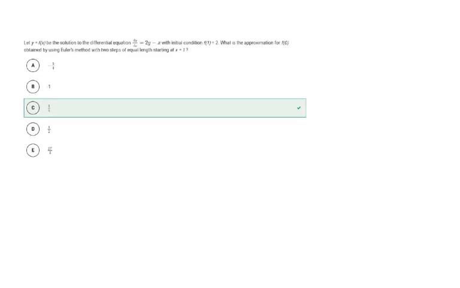Let f of x be the solution to the differential equation dy/dx equals 2y minus x with the initial condition f of 1 equals 2. What is the approximation for f of 0 obtained using Euler's method with two steps of equal length starting at x equals 1? The little weird part here is that we're going backwards. So when we make our table, we're going from 1 back to 0 instead of what we are used to doing, where we're going forward.